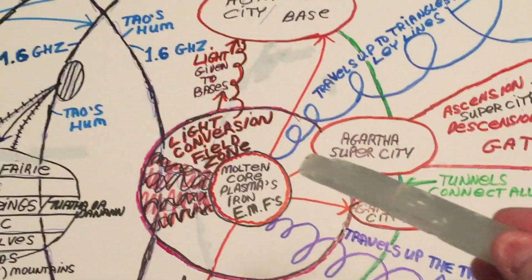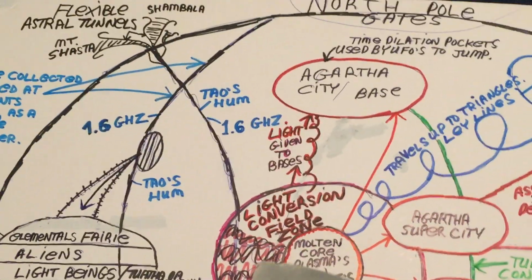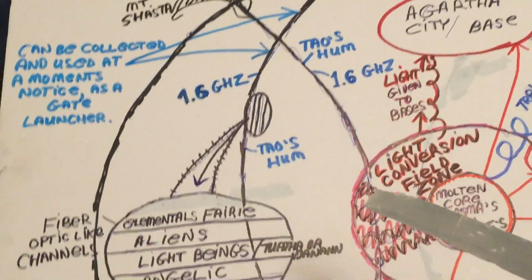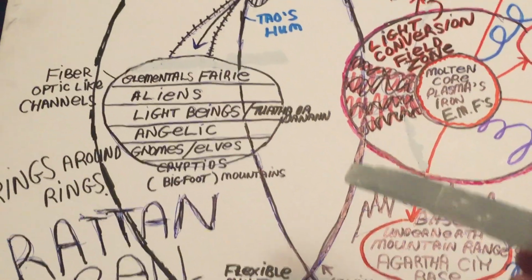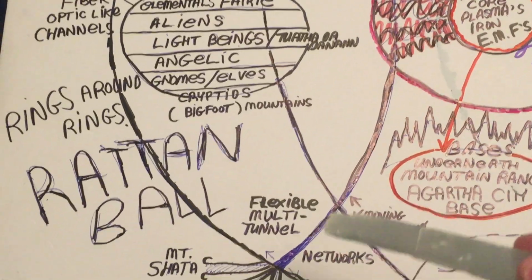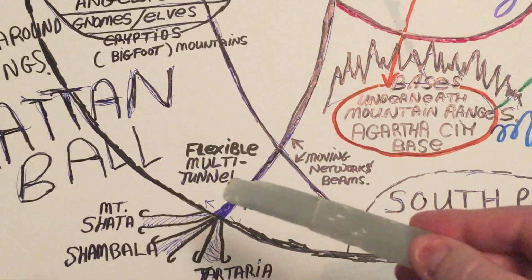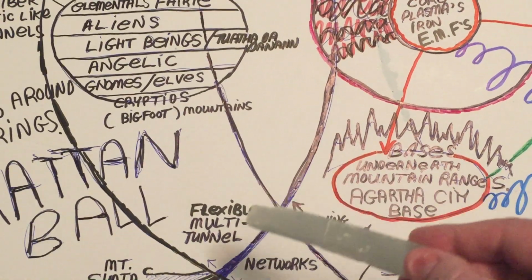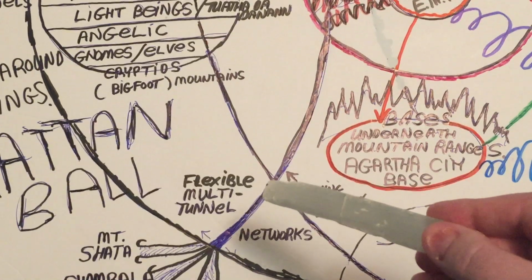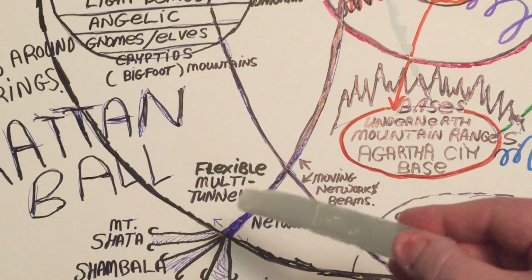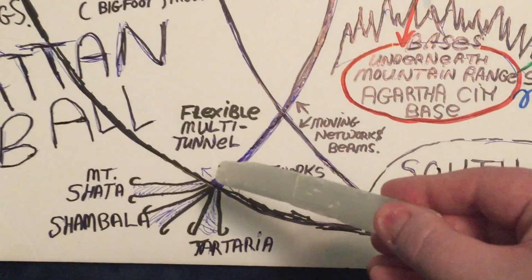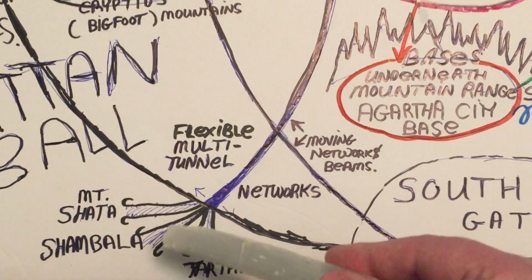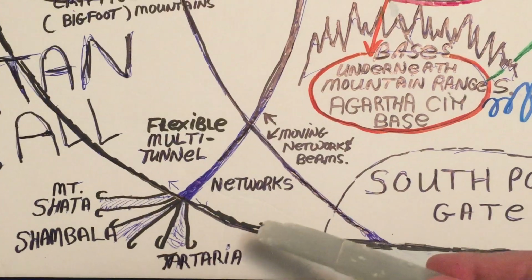So now we move into these wave-like super waves that I'm just going to call Ratten waves for short. I've explained this in other videos. It has the power to be as an astral energy form, and it's flexible. It's a tunnel system, but it's flexible. It's made of pure energy. It can connect to various different places like Mount Shasta, Shambhala, Tartara.